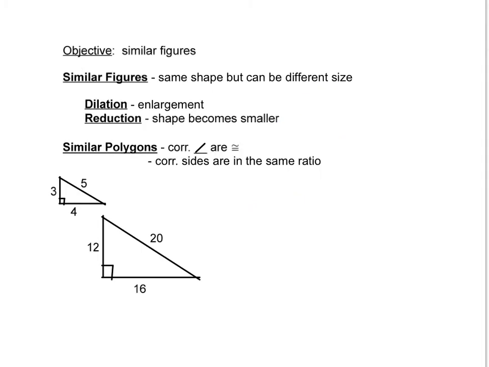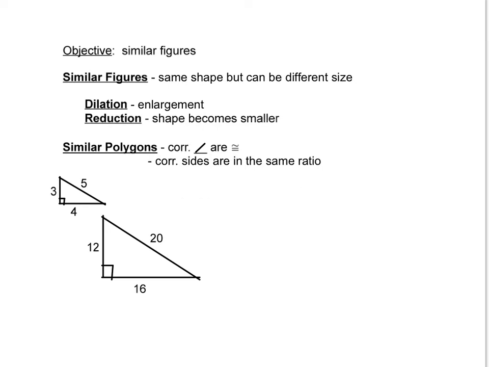Similar figures, of course, have the same shape, but they can be of different size. If a shape becomes bigger, we call that a dilation. If a shape becomes smaller, we call that a reduction. If I have similar polygons, that means all the corresponding angles are congruent, just like congruent polygons, and the corresponding sides are in the same ratio. In other words, they are proportional.